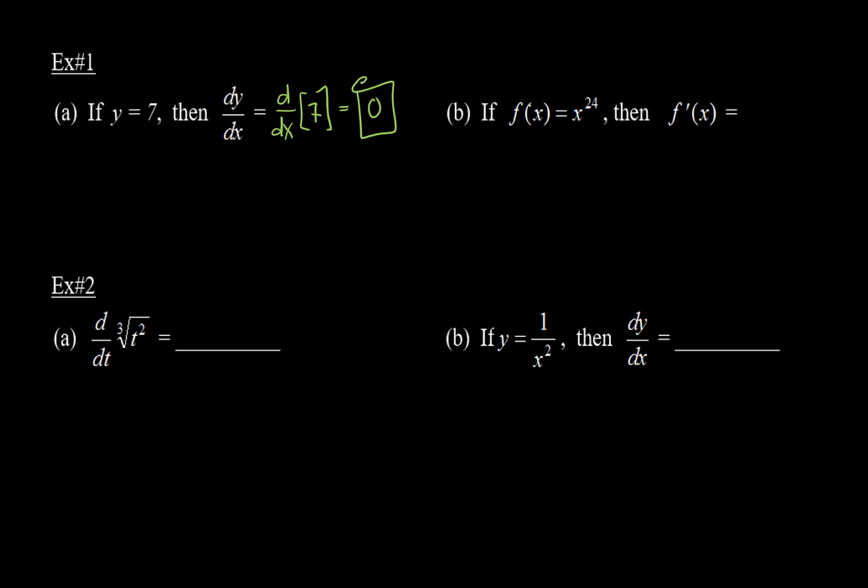Okay, so f of x is equal to x to the 24. Then f prime of x is going to be equal to, take this power, bring it down to the front. So this is going to be 24. And then we leave the x alone. And then I'm going to take this power and reduce it by 1. So the derivative becomes 24 times x to the 23rd.